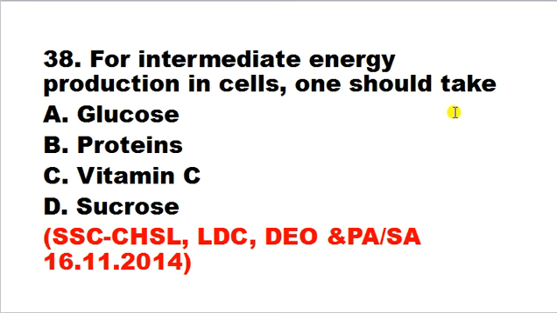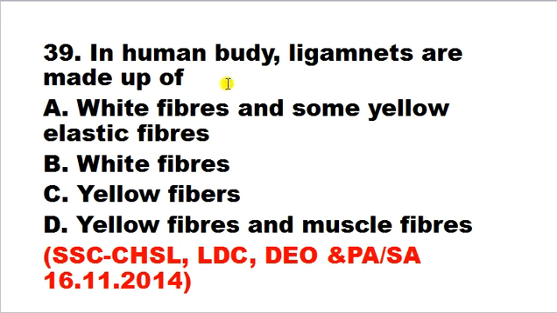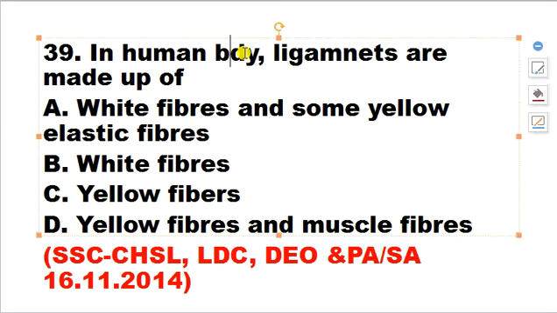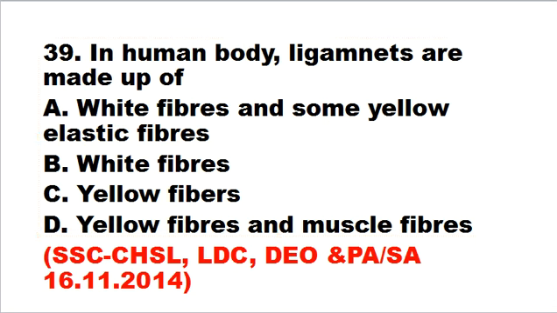For immediate energy production in cells, one should take glucose, protein, vitamin C, sucrose. So friends, sorry, it's not intermediate, it's immediate. Immediate energy is produced by the glucose. Glucose provides immediate energy for our brain and red blood cells. In human body, ligaments are made up of white fibers and some yellow elastic fiber, white fibers, yellow fiber and muscle fiber. Corrected.